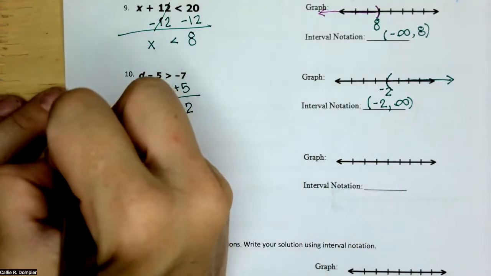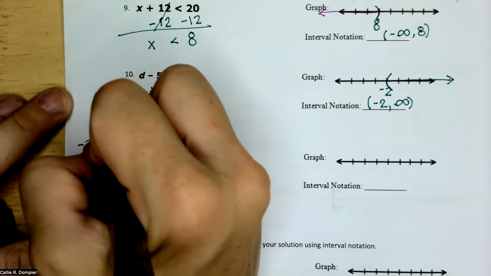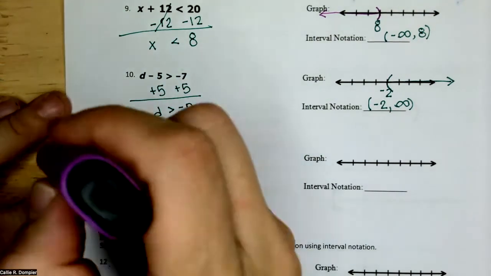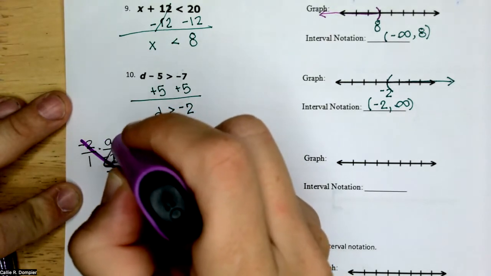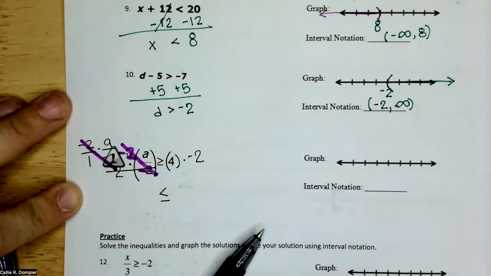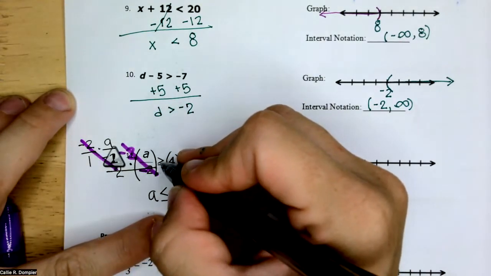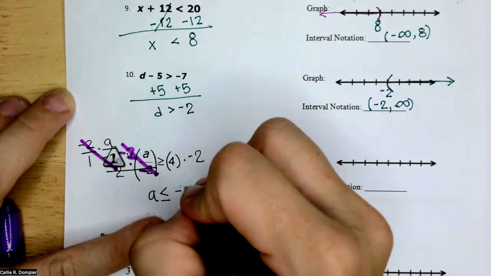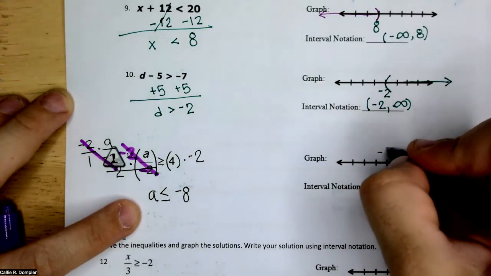-2, sorry, that wasn't very clear. -2 over 1 times a over -2. Now I have a -2 in the top and the bottom, so they cancel out. Good. So that -2 that should be up here cancels that -2 out, and we're just left with a on that side. We're left with a flipped sign because we multiplied by a negative. 4 times -2 is a -8. A is less than or equal to -8.